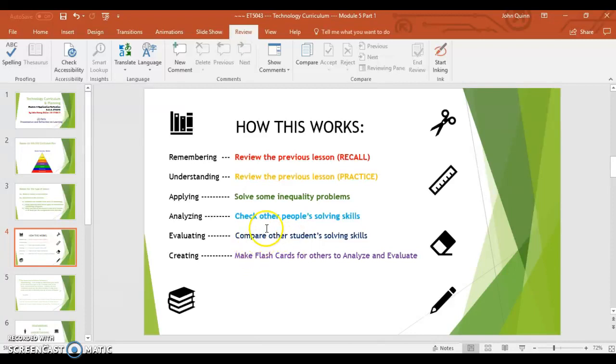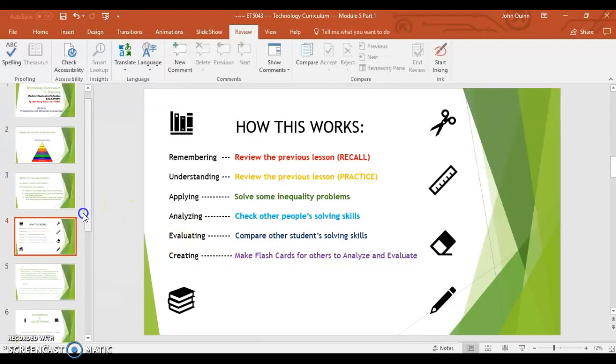So again, to recap, you're going to remember by reviewing and recalling. Then you're going to understand by reviewing and practicing. Then, for this particular lab lesson, you're going to apply some solving inequality skills with solving inequality problems. Then you're going to make flashcards to analyze and evaluate for other people. Then those people will analyze and evaluate your work, and then pretty much the lab's over, but at least you'll learn how to do it at a high level of thinking.